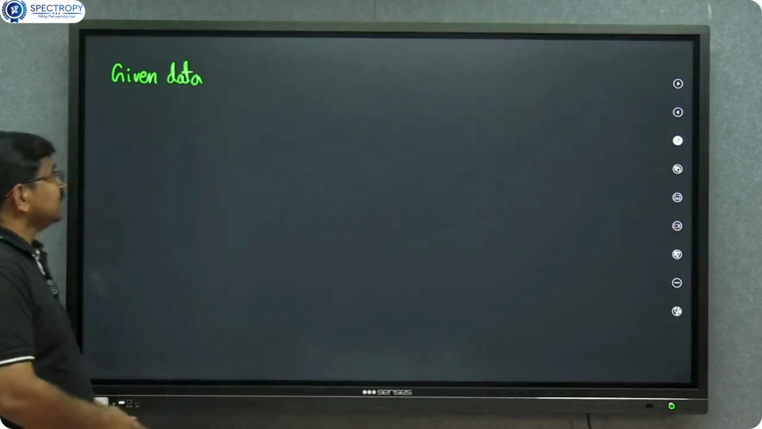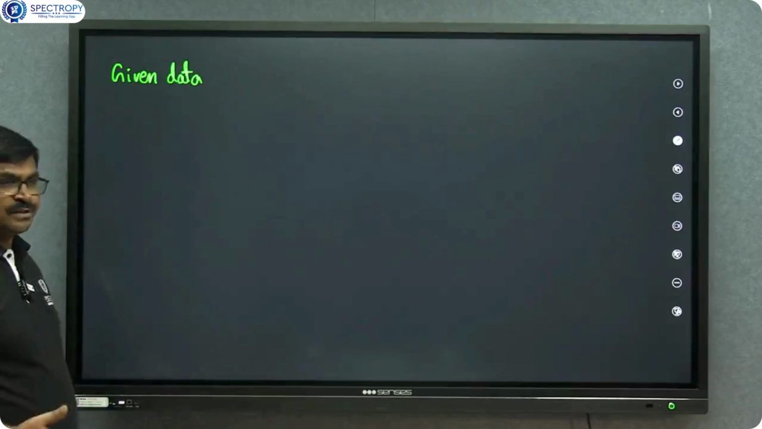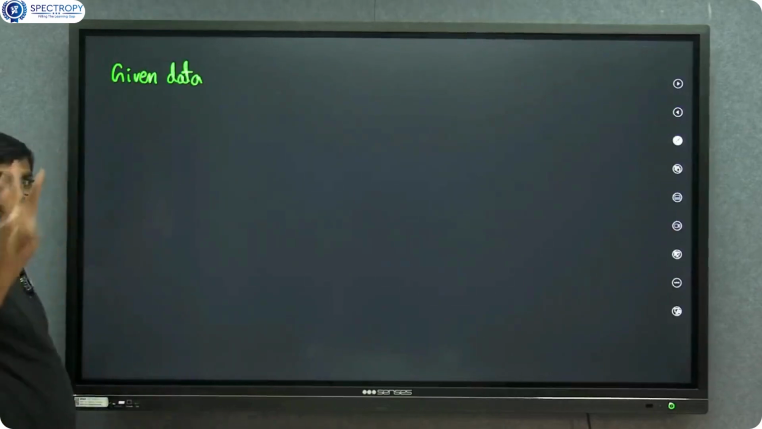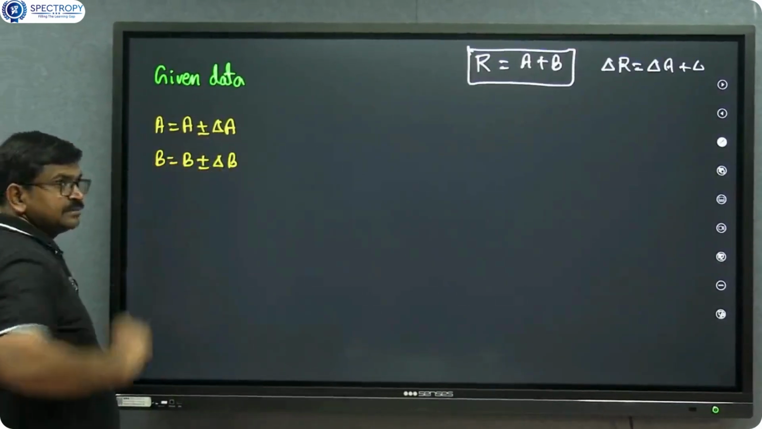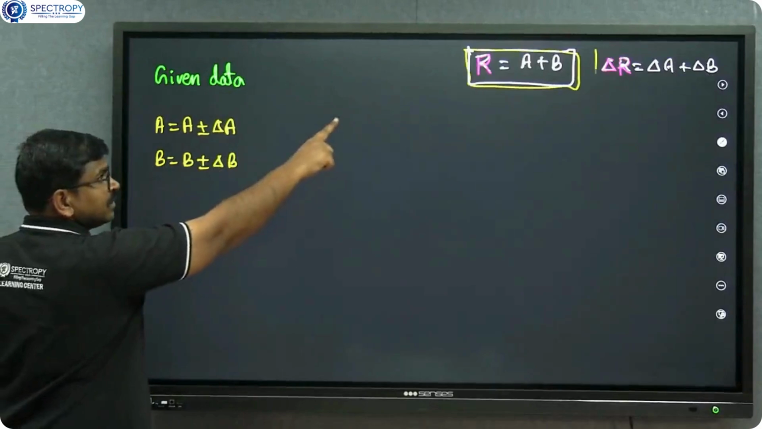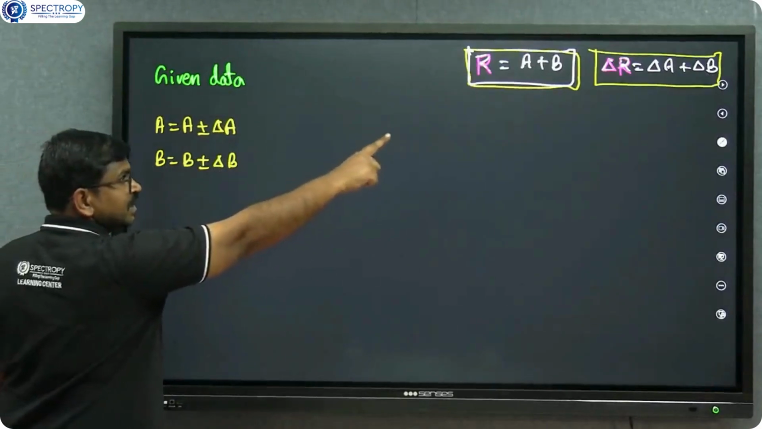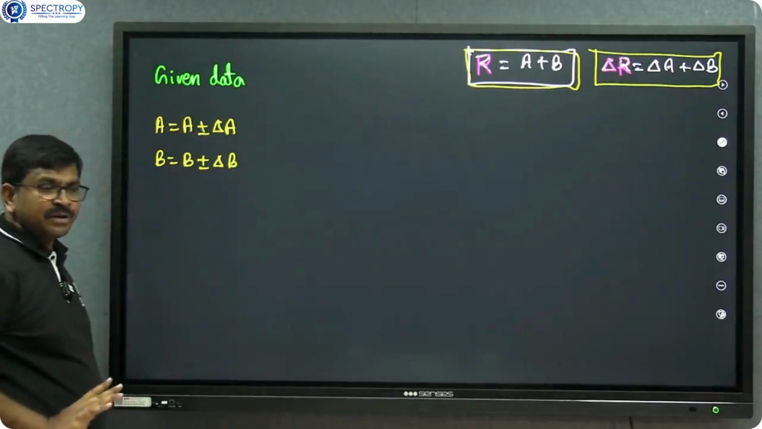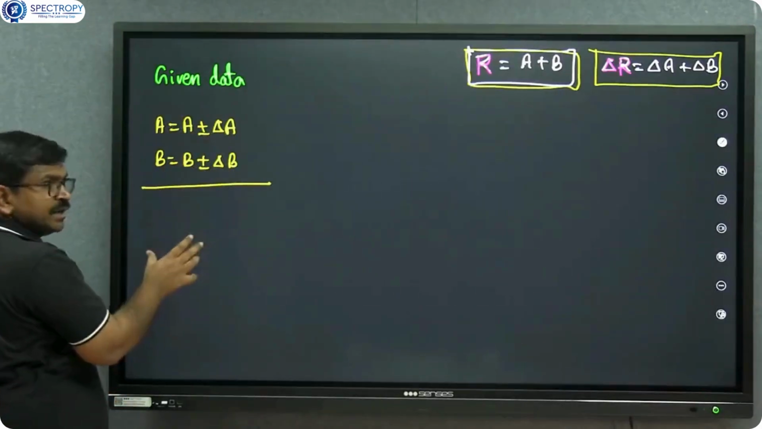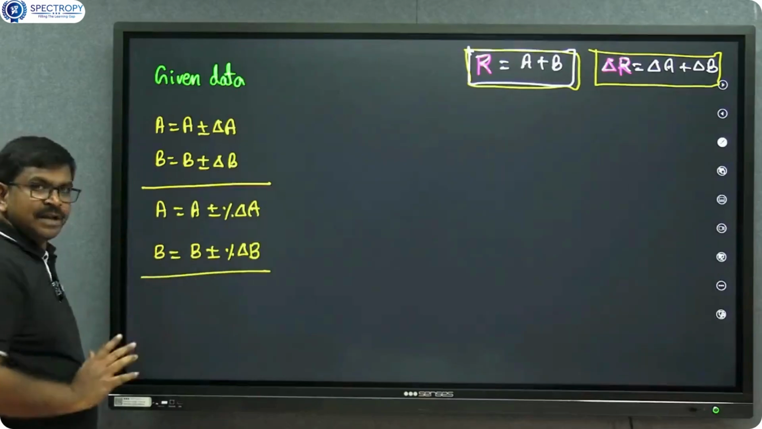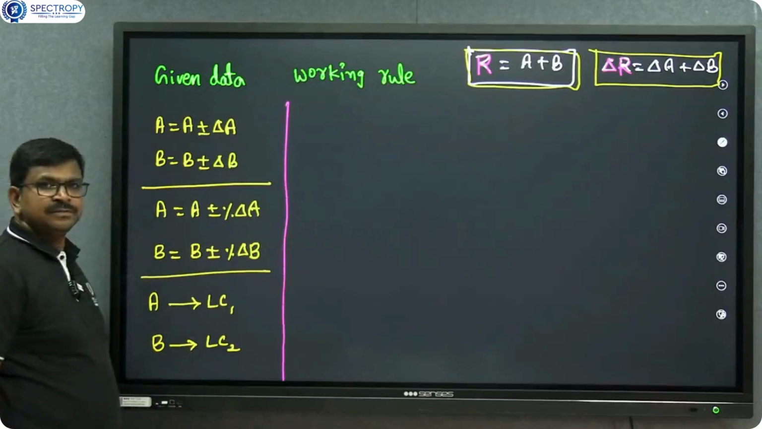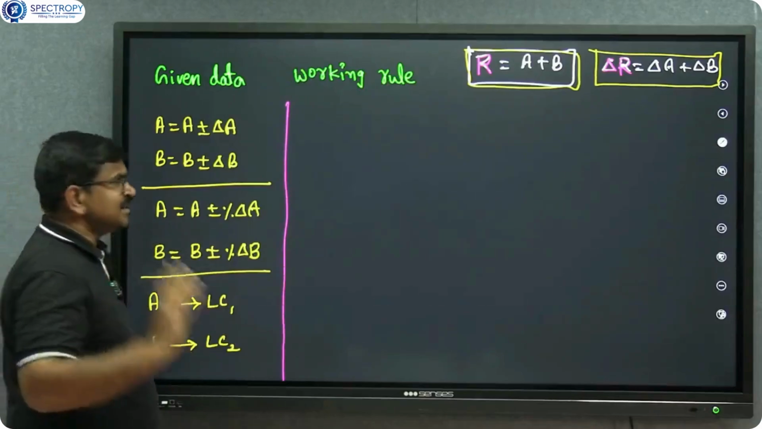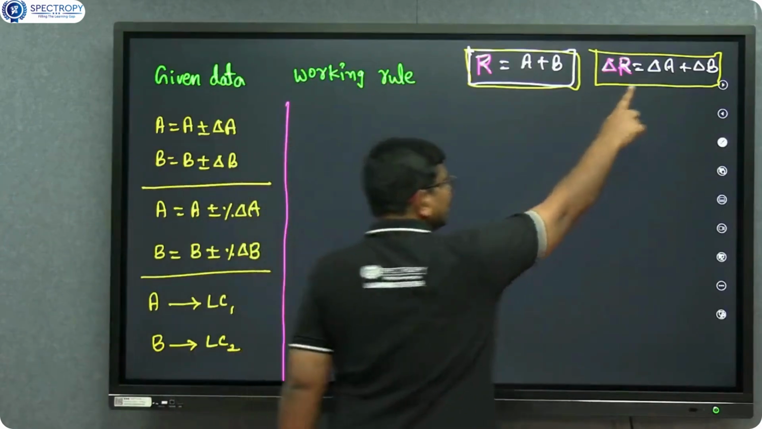Now let us see. I am just modifying the structure. Given data will be in three formats. The first format will be in terms of the absolute error, and the working rule is R equals A plus B, delta R equals delta A plus delta B. And the given data may be given in a different way, in terms of the percentage error. Given data may be given in another way, in terms of the least count. Simple. So here it is very easy. What is the working rule here? Delta A plus delta B.